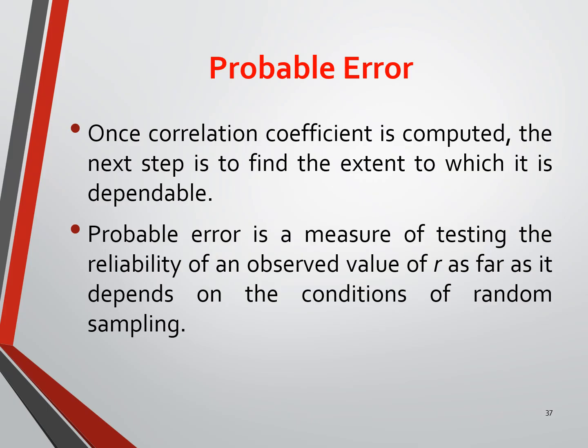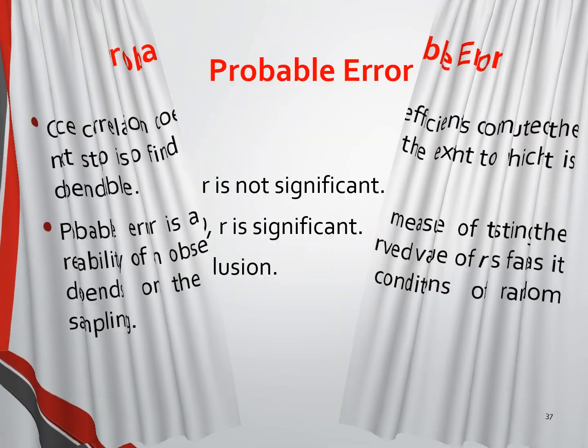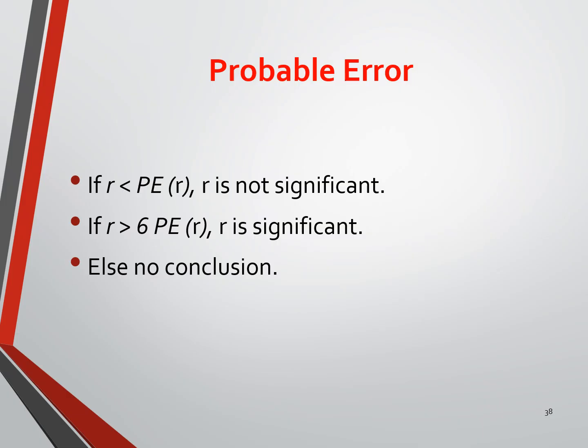It is normally said that if the value of r is less than the probable error of r, then r is not significant. But if the r value is greater than 6 times the probable error of r, then r is significant.